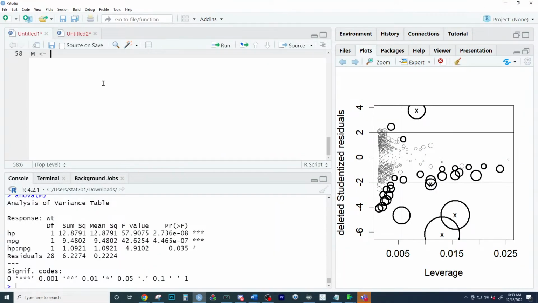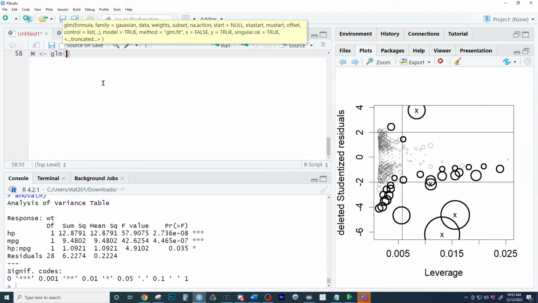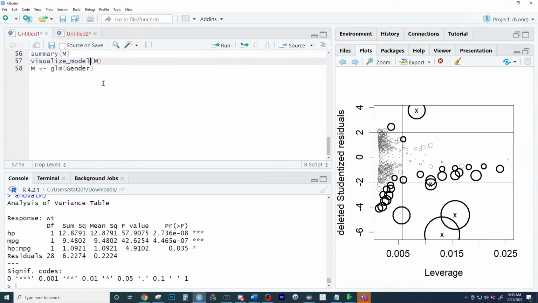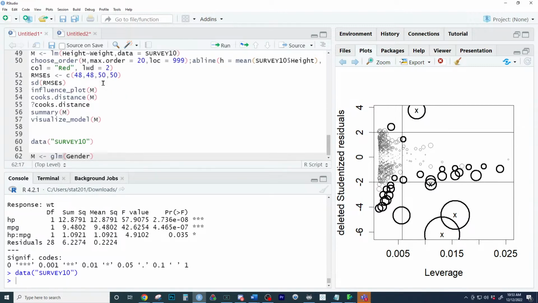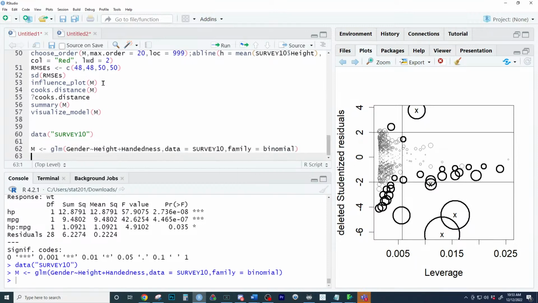What should you immediately notice about this right here? What should you immediately notice about the code I'm writing? What should you immediately notice? It's logistic. Boom. Yeah, exactly. And so you know it's logistic.